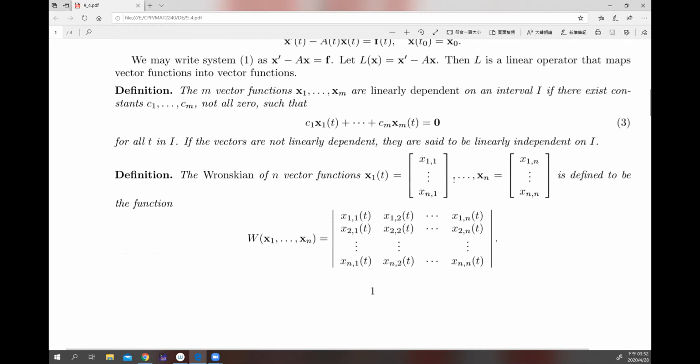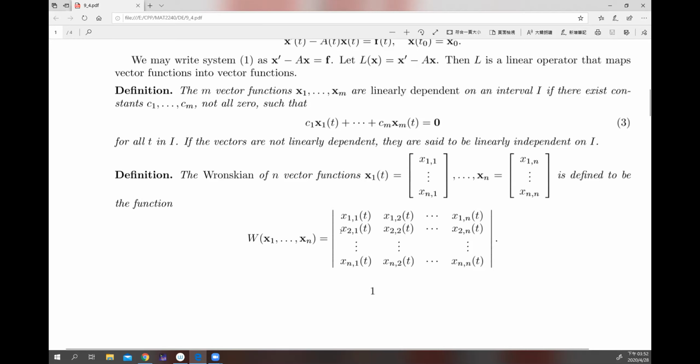So now we have n vectors, x1 up to xn, and each one of them consists of a vector of little functions. So all the x11, x12, x21, up to xn1, these are all some function. And also x1n up to xnn, they are all just some function. And then the Wronskian here, we're defining as the determinant of the matrix when you put all the x1 to xn in the form of a matrix.